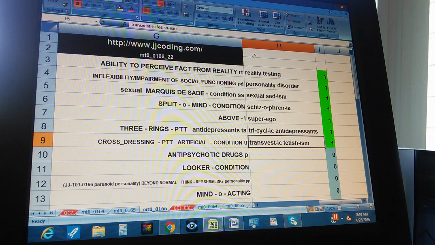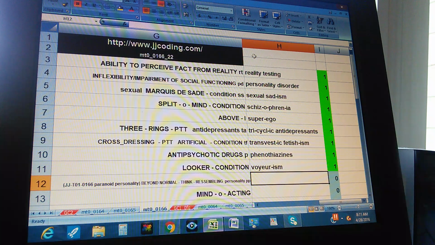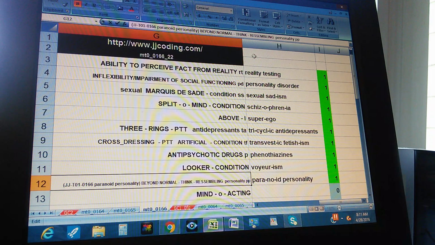Above, I. Superego. Three rings pertaining to antidepressants. Tricyclic antidepressants. Cross-dressing pertaining to artificial condition. Transvestic fetishism.